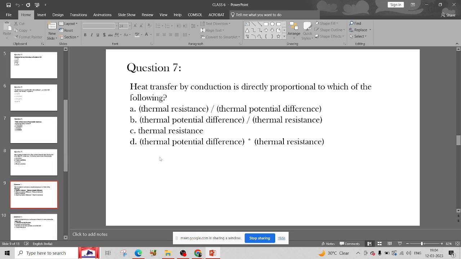Now question number 7. Heat transfer by conduction is given by which of the following? Thermal potential difference upon thermal resistance. That is given.